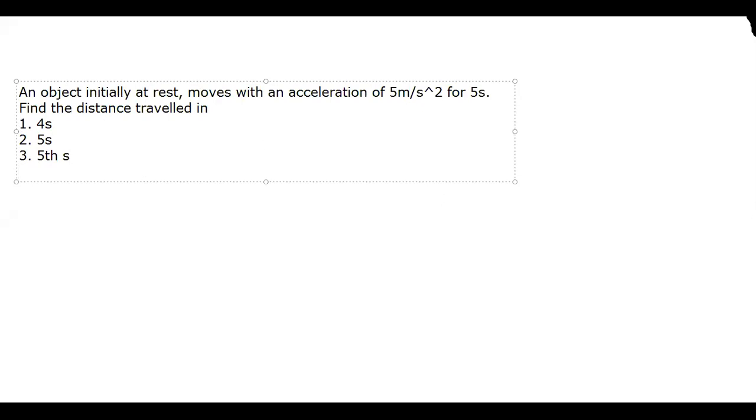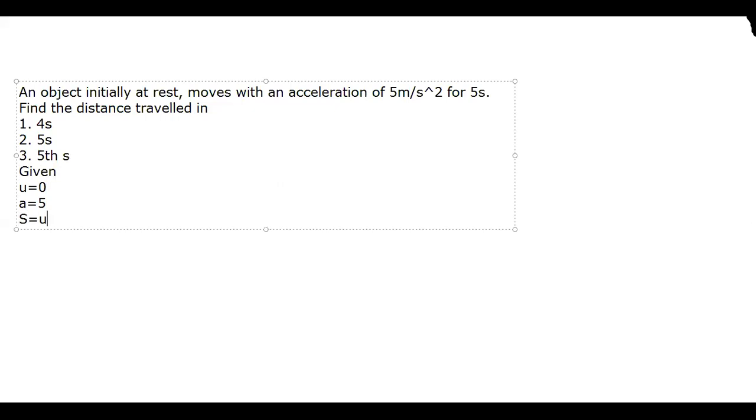We will find out how much the distance traveled in 4 seconds. Okay, so an object initially at rest, so u is 0. So let's write down the given. u is 0. Moves with the acceleration, so a is 5. Okay, for 5 seconds, so that t again makes no sense. Find out the distance traveled in 4 seconds. Okay, so that 5 seconds doesn't make sense.